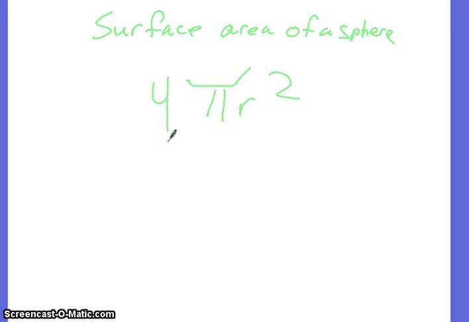What if I told you that the radius of a circle was 2 centimeters? So r squared would be 4. 4 times 4 is 16 times 3.14, and you have the surface area of that sphere. Right?